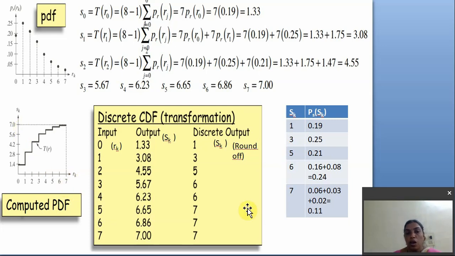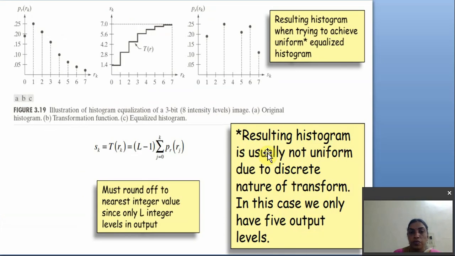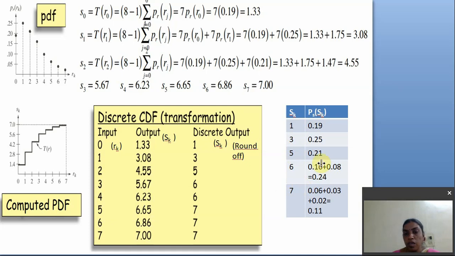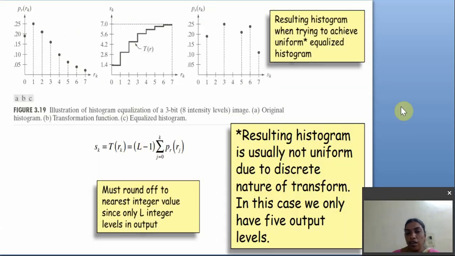Okay, now the next one is the same. This is the original histogram and this is the transformation function. Now coming to this one, the equalized histogram. How can you draw this one? Based on the SK and PS of SK values. Here is the table. From this, mark 1, 3, 5, 6, 7 like this.